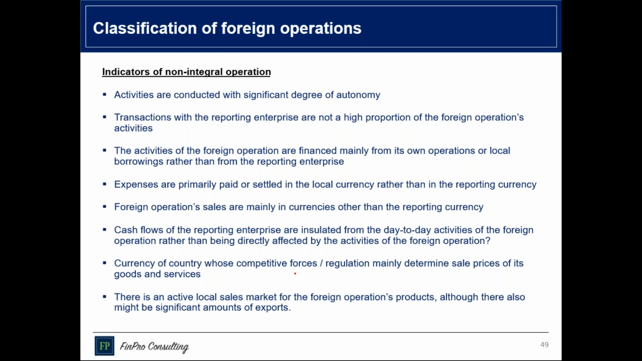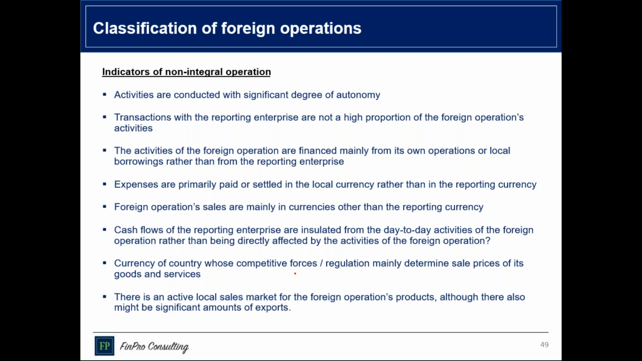The first criterion is whether activities are conducted by the foreign operation with a significant degree of autonomy, or they are completely dependent on the parent reporting entity. If the foreign operation is working on its own, they have their own board, they are taking their own decisions, they are not dependent on any other company for regulation of their activities, then we can say it is a non-integral operation. However, if they are completely dependent on each and every decision with the reporting entity, let's say based out of India, then it will be an integral operation.